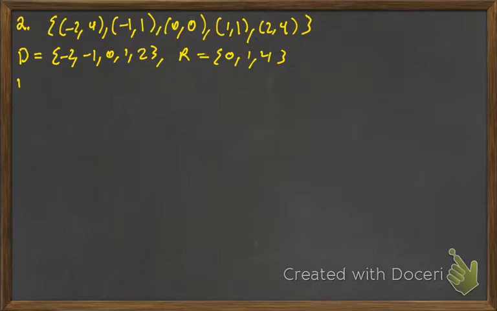You do have repeating y's, so that's going to make it not a one-to-one function. So this is going to be a function because no x's repeat, but it is not a one-to-one function because we do have y's repeating.